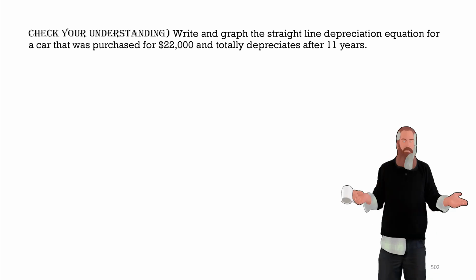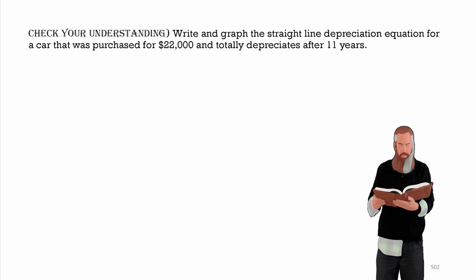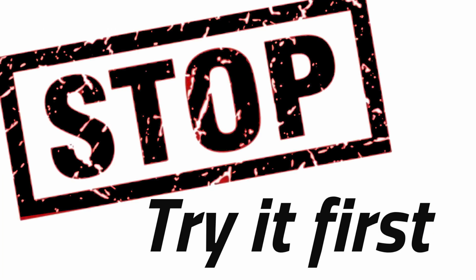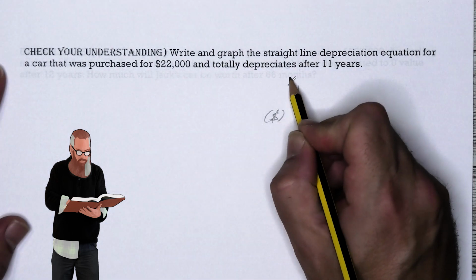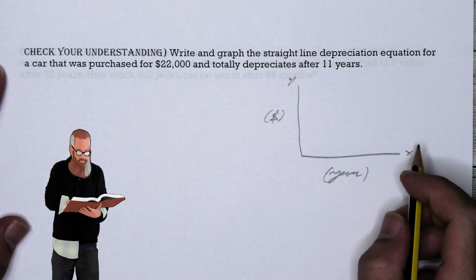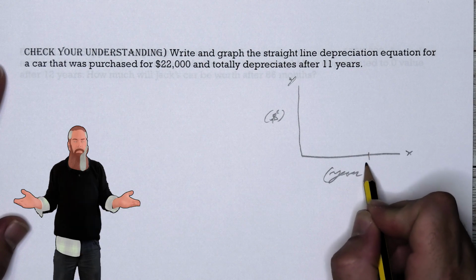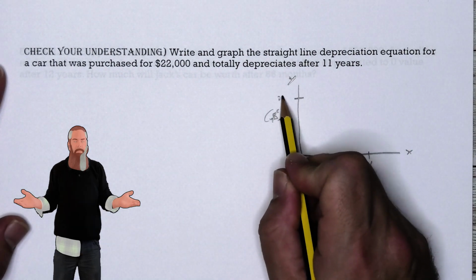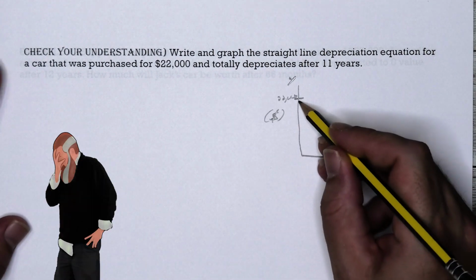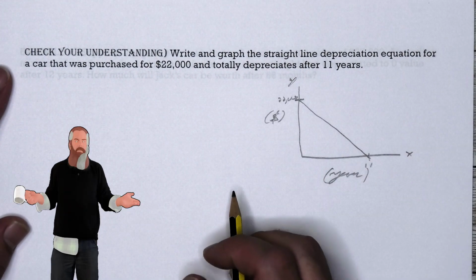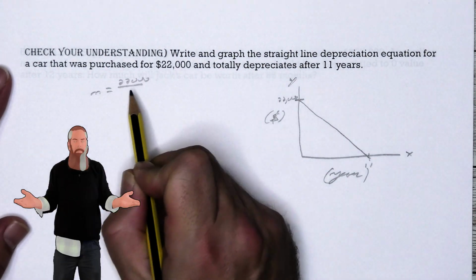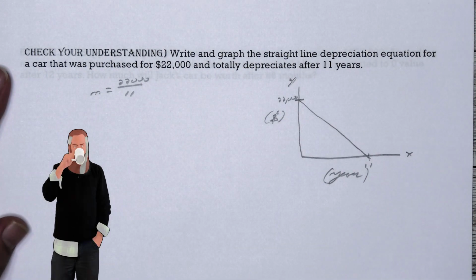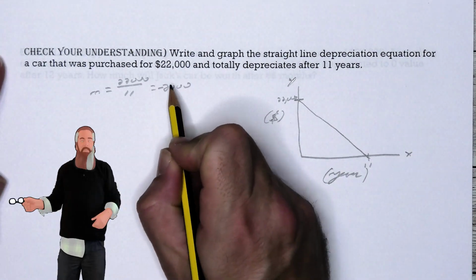Write and graph a straight line depreciation equation for a car that was purchased for $22,000 and totally depreciates after 11 years. I tend to start by making a graph before I make an equation. I know that the y-axis is dollars and the x-axis is years. It will totally depreciate after 11 years, and it started at $22,000. Being a straight line depreciation, I now have these two points. This means that my m is my change in y, which is 22,000, divided by my change in x, which is 11. This means I have a slope of negative 2,000.